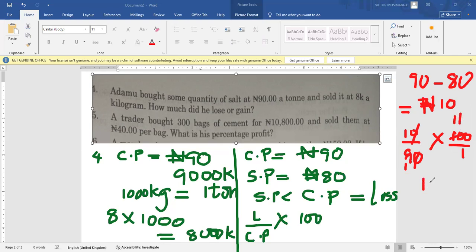So I'll be having 11.11. It's a recurring decimal. So approximately 11.11%. Do we get that? 11.11%. All right, that's the answer. So you can pause this video, copy what you want to copy, note it down, and I will erase right away. Okay, so we go to the next question.